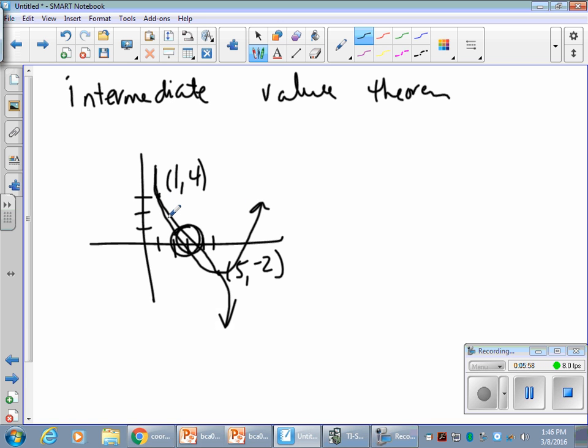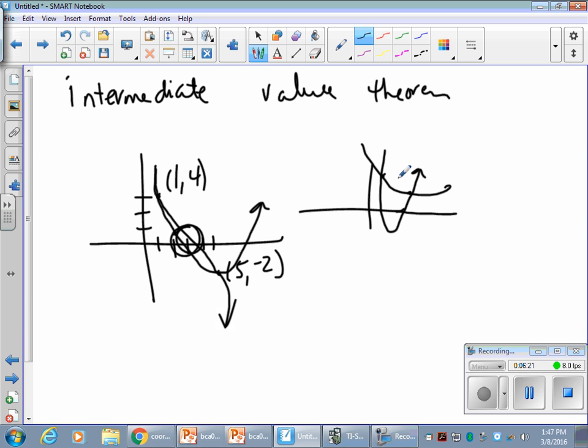If I get two positives when I plug in the numbers, like if I were to get (1, 4) and then (5, 2), I don't know if there's a zero or not. I can't say for sure there's not one because it could loop down here and then come back up and there could be a couple of zeros in there, but it could also do something like this and there not be a zero in there. So if the signs don't change, you can't say for sure.